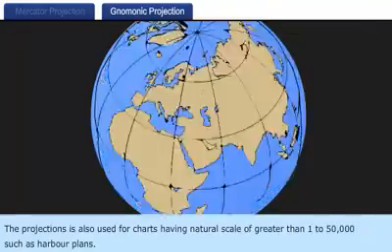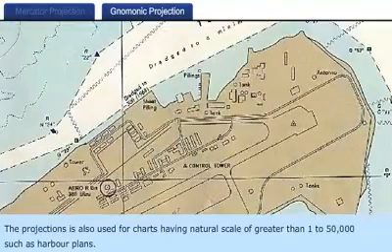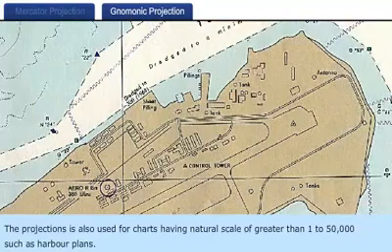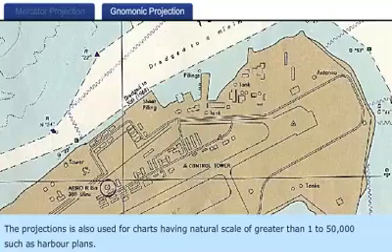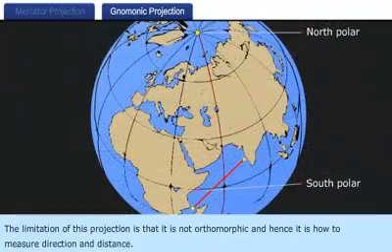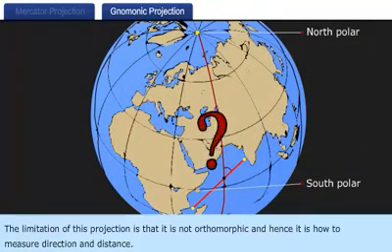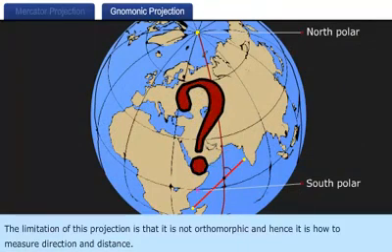The projection is also useful for charts having a natural scale of greater than 1 to 50,000, such as harbor plans. The limitation of this projection is that it is not orthomorphic, and hence it is hard to measure direction and distance.